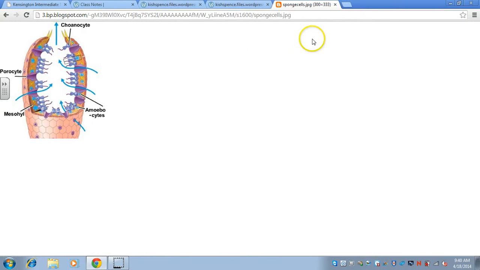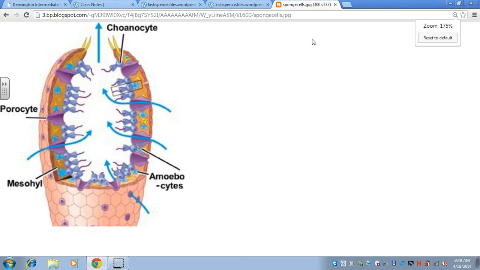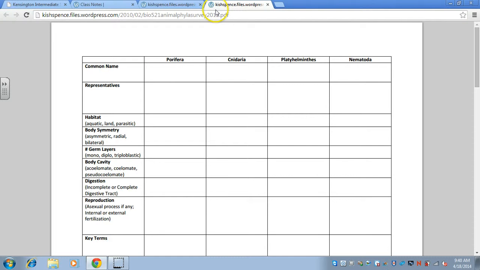Amoebocytes. That's not big enough. Okay, so the lighter blue ones that go close by will pick up the nutrients, and then they'll move through and carry them to other cells. Okay, so they don't have complex tissue forms, they don't have a digestive system or anything like that. They have very simple structure. So amoebocytes and collar cells are some key terms that would be good to know for them.